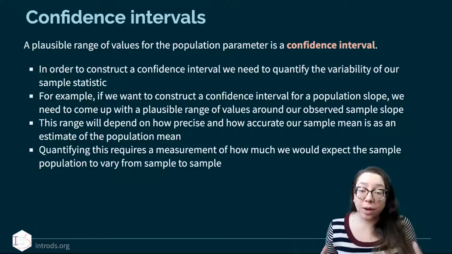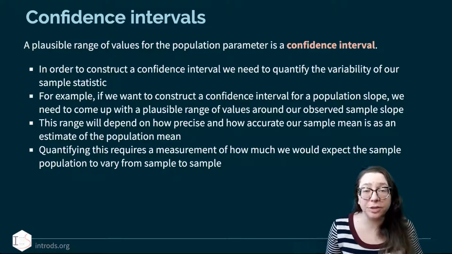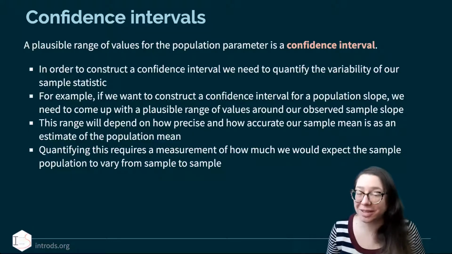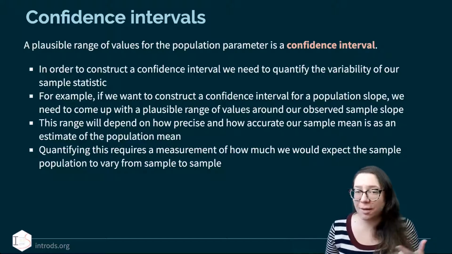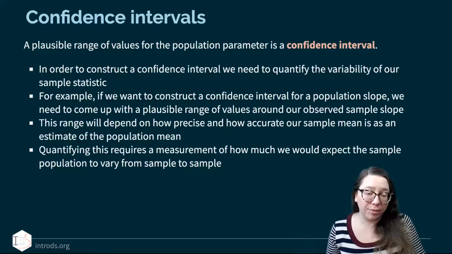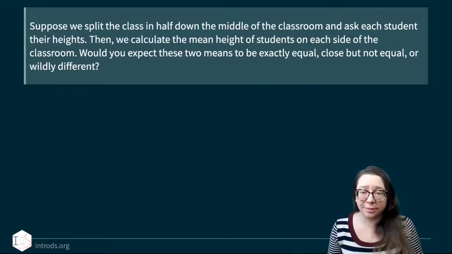Quantifying this requires a measurement of how much we would expect the sample population to vary from sample to sample. So here's a concept that is new, that we haven't really talked about so far, and that can be a little bit tricky to wrap your head around. So let's read that sentence one more time. We're talking about how samples from the same population vary from each other. I'm going to give you two examples to try to solidify this a little bit.